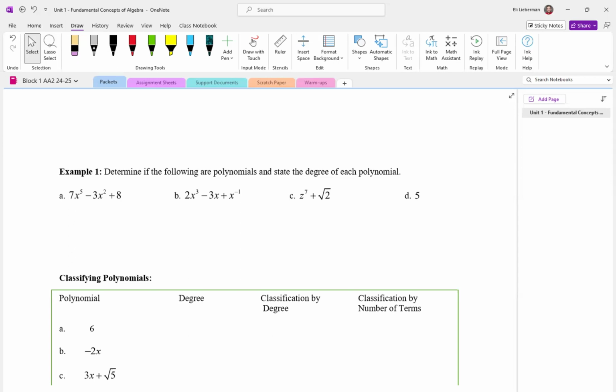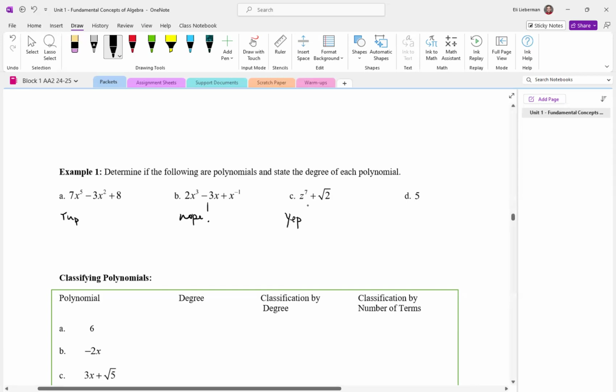A, what do you think is a polynomial? Heck yes. How about B? Is it a polynomial? No, it's the negative one that's getting in the way. Nope. How about C? Is C a polynomial? I'm sorry, that one is.